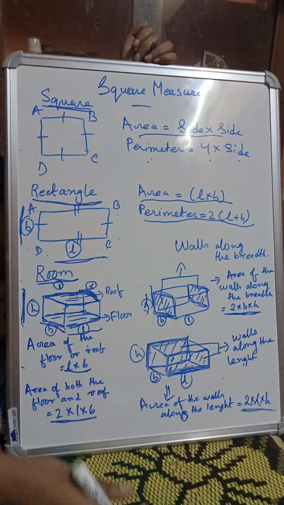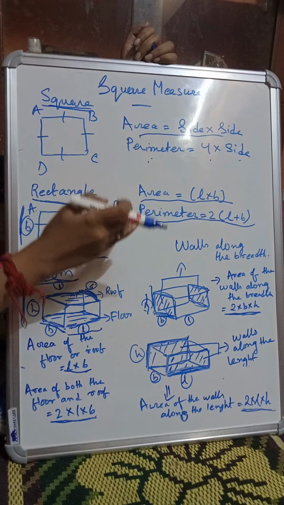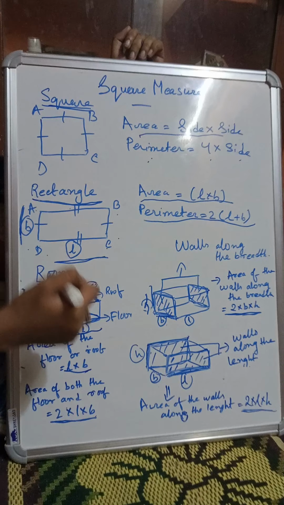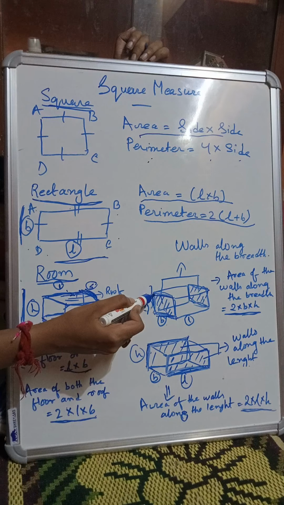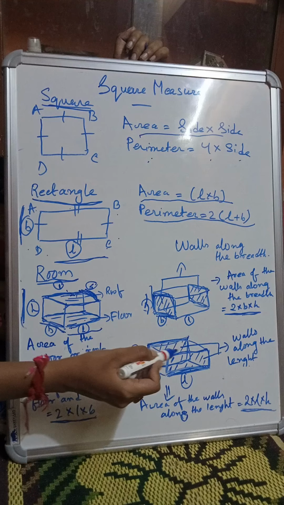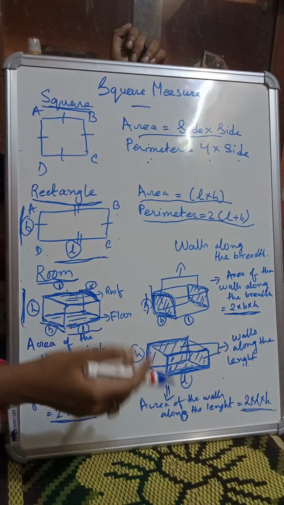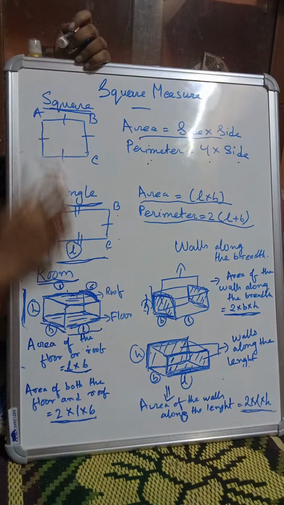Okay, so here we have talked about the area of the square, area of the rectangle, and then the different parts of the room. First we talked about the area of roof and the floor, then the area of the walls along the breadth, and then the area of the walls along the length, that is the front face and the back face.